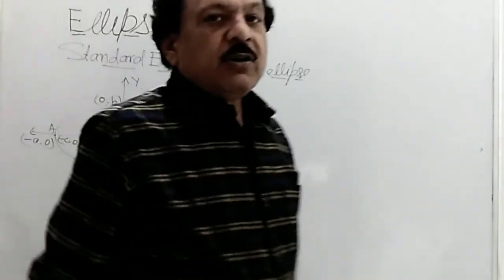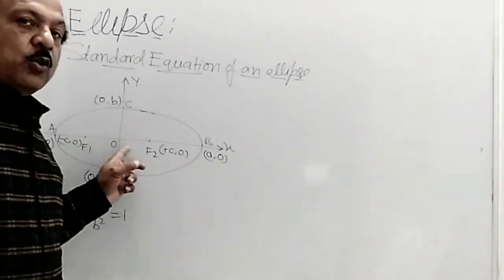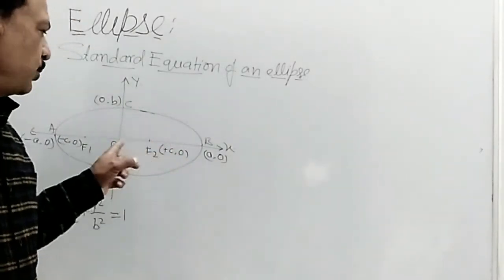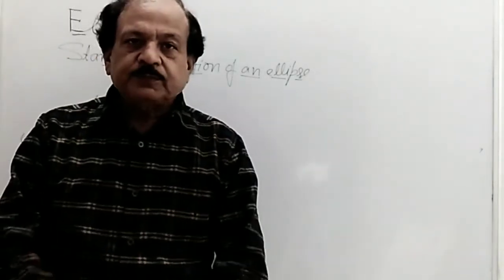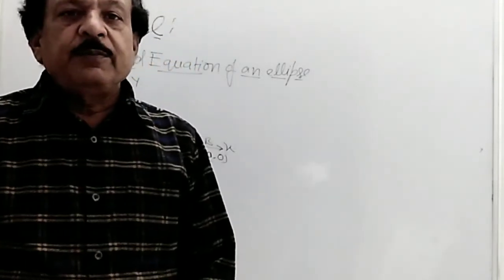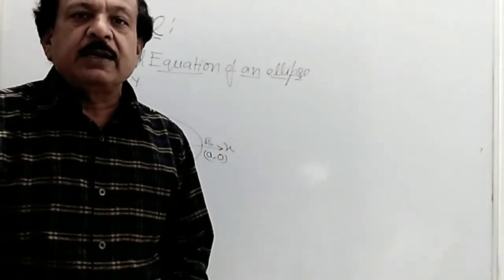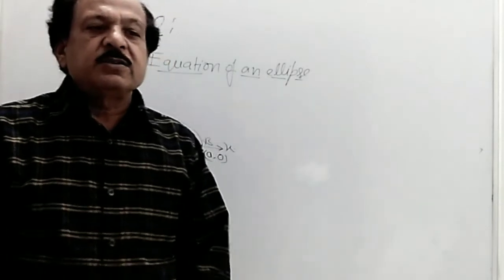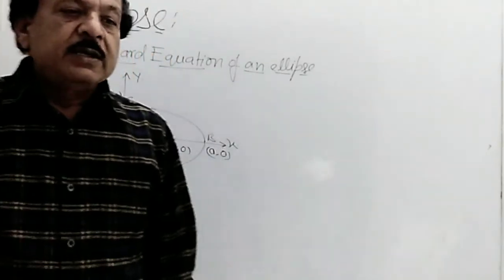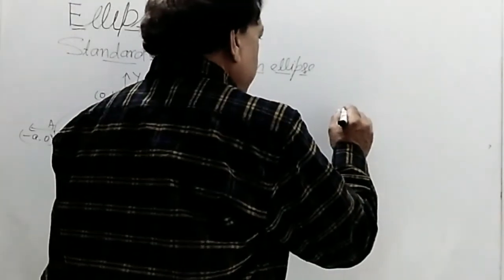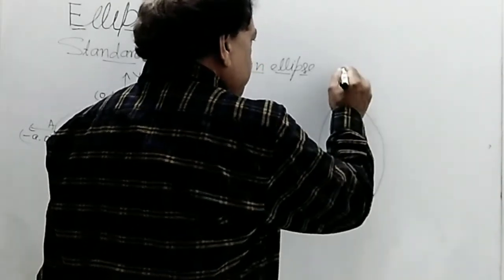Here it is called the standard equation because the center of the ellipse is the origin of the coordinate axes, and the major axis and minor axis are on the coordinate axes. So it is known as the standard equation of the ellipse. In the other case, what happened in the other case? Ellipse in this way.